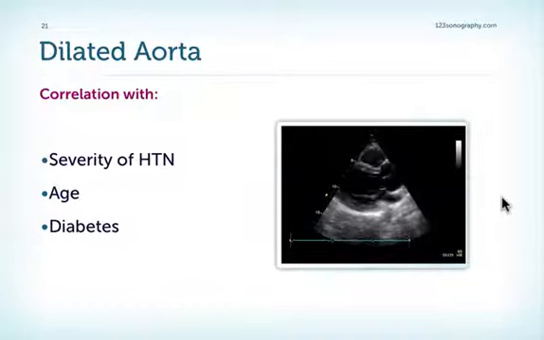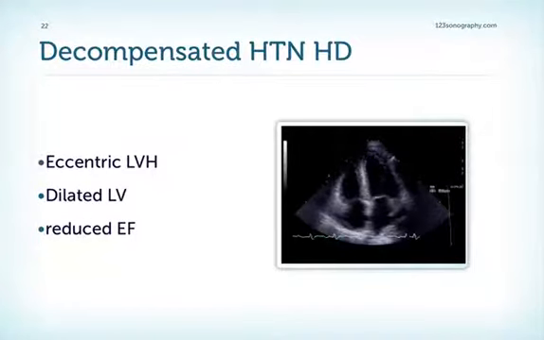long axis view. Initially, you have reduction in longitudinal contraction, and then finally also in radial contraction. And what you see here is an example where we already have a reduction in ejection fraction. Usually the patients have symptoms of dyspnea in this stage.